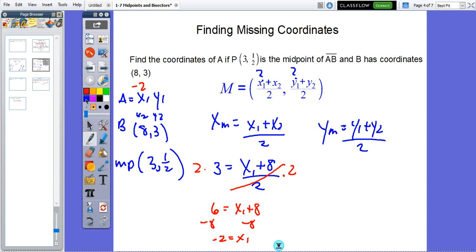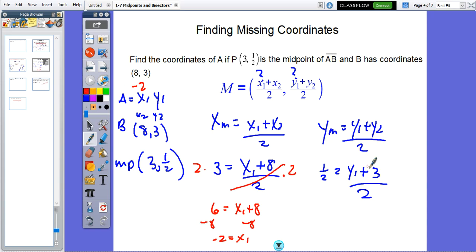And then for our y, as we go do that, we substitute our y value, 1/2. So don't be afraid of the fractions. It's okay. 1/2 equals our y1, what we're looking for, plus our y2, which is 3, all over 2.